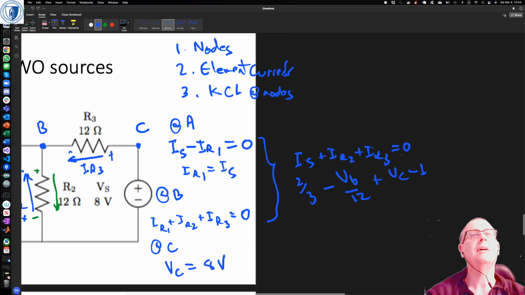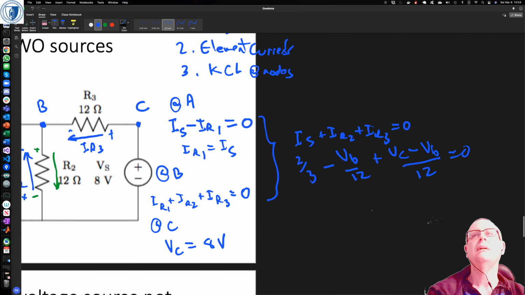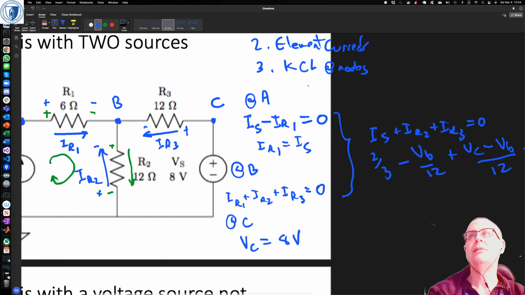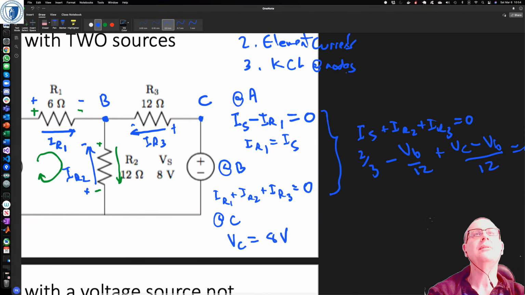Why am I writing I? On 12 equals 0. Okay, and then I can probably write IR1, right, which is VA minus VB on 6, VA minus VB on 6 equals 2/3.